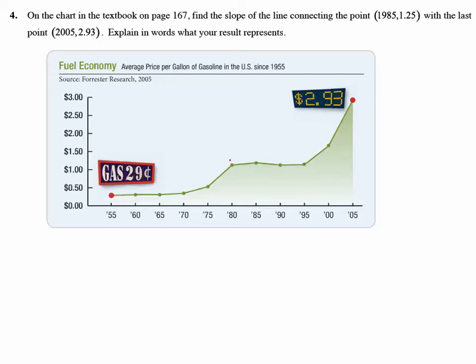So whenever you see data like this, sometimes we like to approximate it, and we do it by slope. Look, how fast is something increasing? So can you find me the slope of the point 1995? And 1995 is right here, and it says it was $1.25 here.